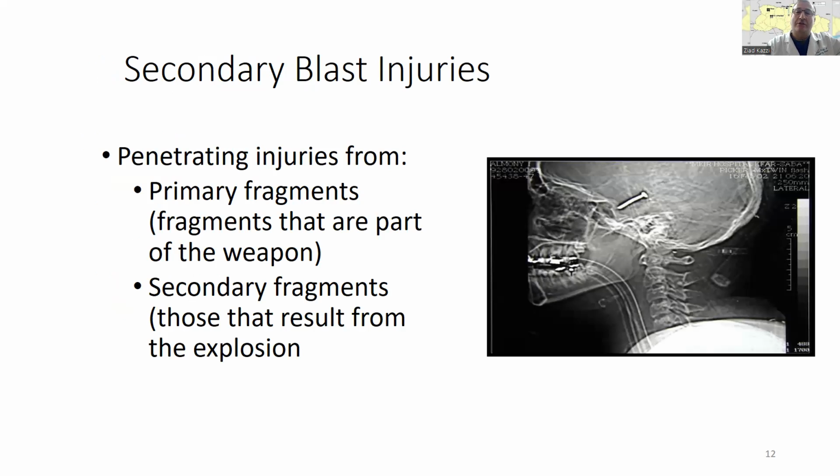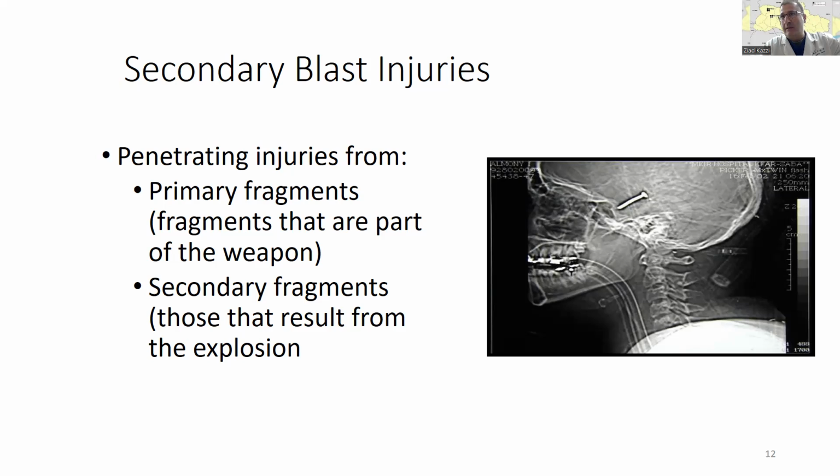In terms of secondary blast injuries, these are now due to the actual fragments that can penetrate the body of the victim. Now, this is primarily trauma management from penetrating mechanisms. Finding these fragments can be difficult because there can be a number of them and they can be in different places, and you may be limited in your diagnostic capabilities.